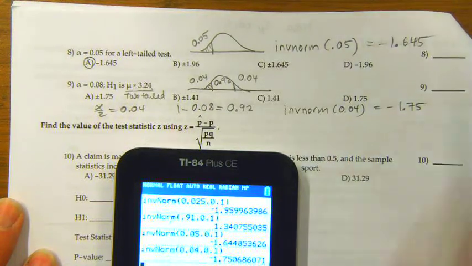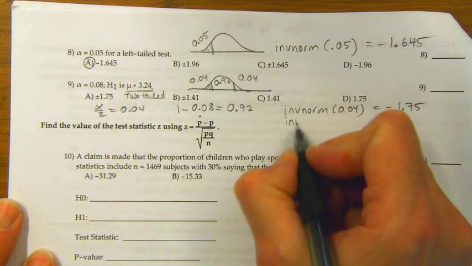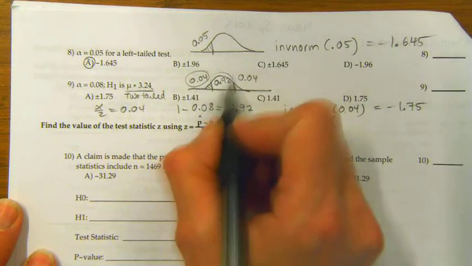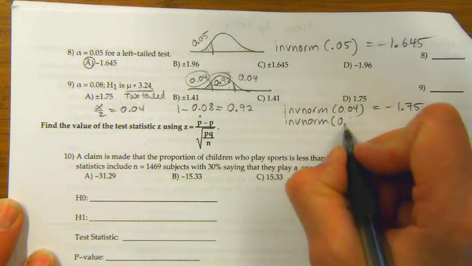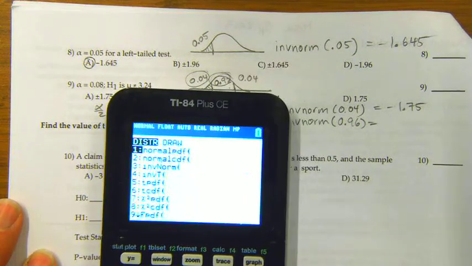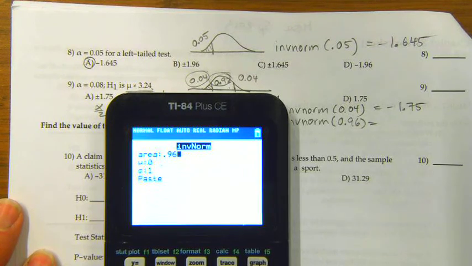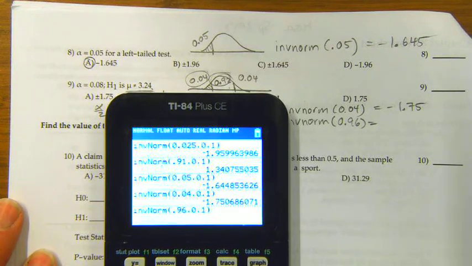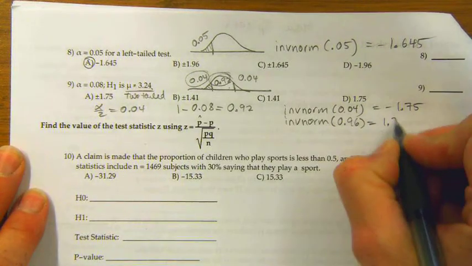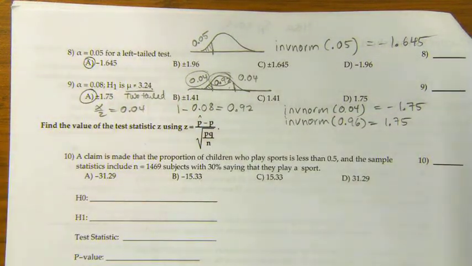And just to confirm that the right one is symmetric, to find the right one, we would do inverse norm and then add the middle plus the area to the left, and that's 0.96. So if I put in inverse norm of 0.96, it's going to be the positive one. So these are always symmetric, so that's 1.75. So plus or minus 1.75, which is A.